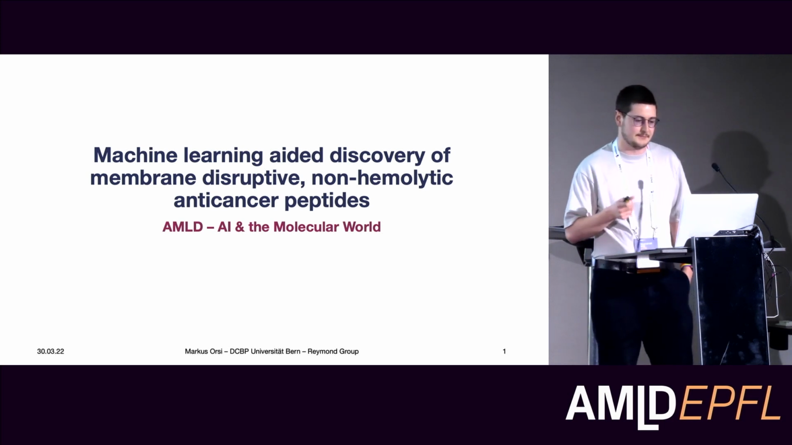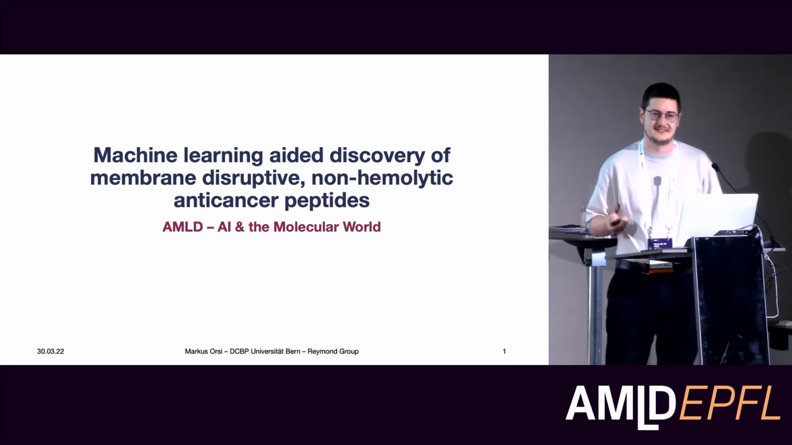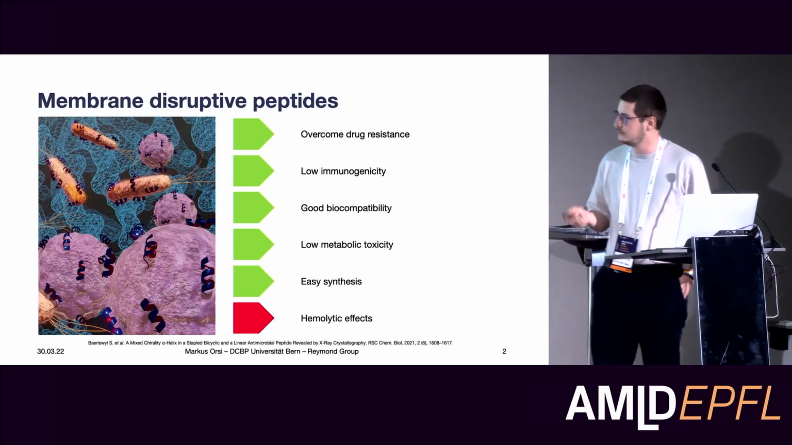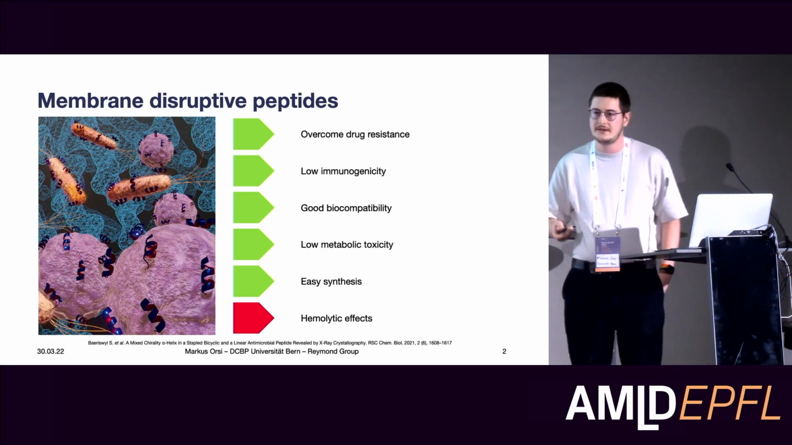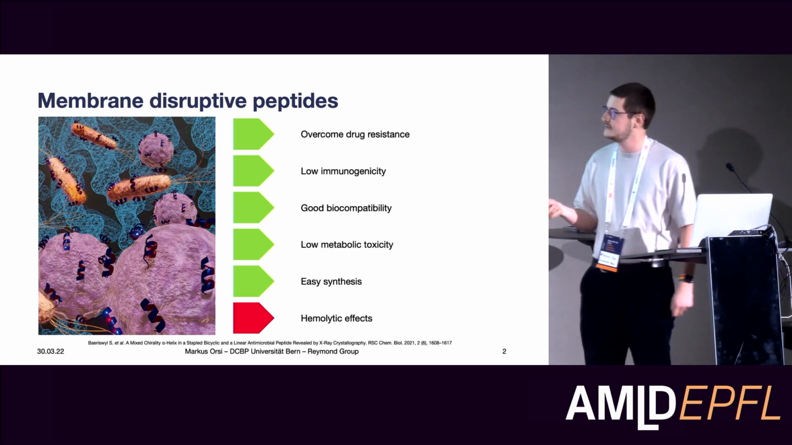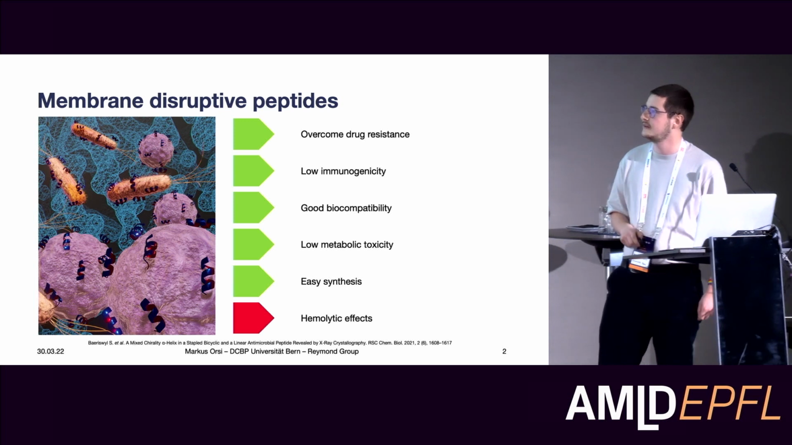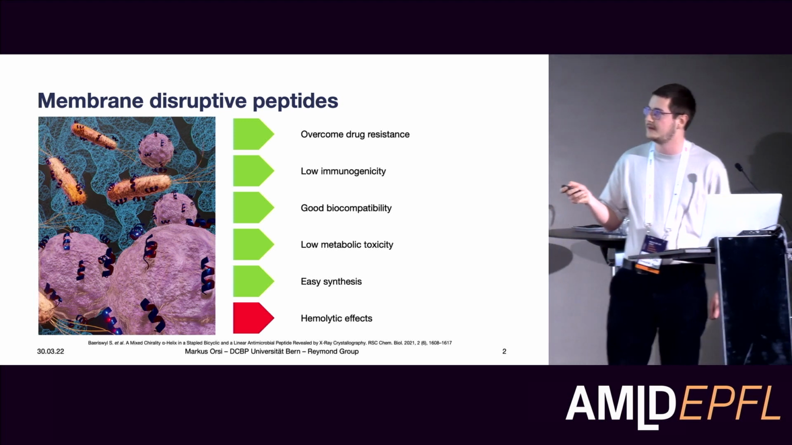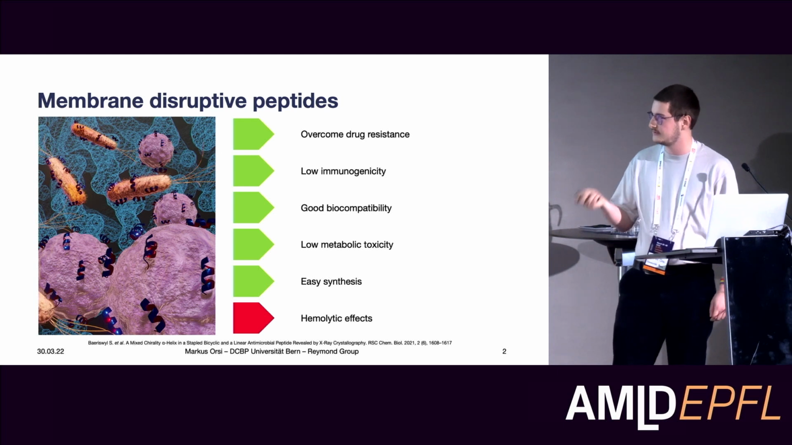peptides. I would like to start by telling you why we are interested in this class of therapeutics. For those of you who don't know, membrane-disruptive peptides are often very short peptide sequences, around 5 to 25 residues, and they often take on this alpha helical amphiphilic structure, which enables them to insert themselves into biological membranes, such as bacterial ones, or cancer cell ones, like in our case.